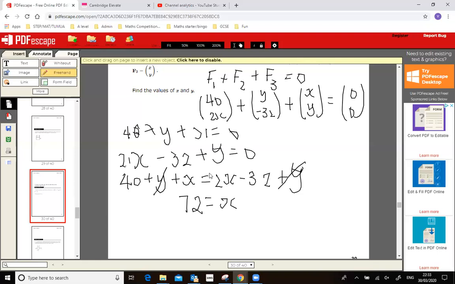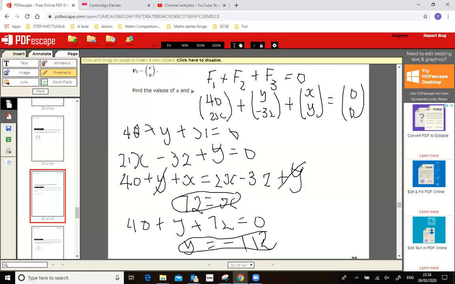Now, since we know that x equals 72, we can substitute back into one of the equations. Let's do the first one, because that looks the easiest, to work out the y value. So we now have 40 plus y plus 72 equals 0. So we now know that y must equal negative 112. So here are my answers for x and for y. All right, perfect. Let's look at the next example, which is our final example.